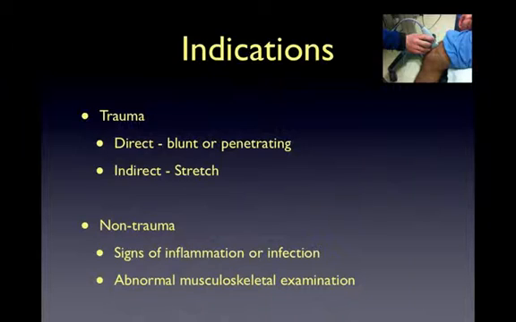Indications for musculoskeletal ultrasound can follow after traumatic causes or non-traumatic causes. Traumatic causes tend to be direct trauma, which will be blunt or penetrating, or indirect trauma, which is often due to a stretch injury. Non-trauma indications for musculoskeletal ultrasound include signs of inflammation or infection, such as cases of tendinosis, which we'll talk about later, or an abnormal musculoskeletal exam in which you think a muscle or tendon pathology might be the cause.